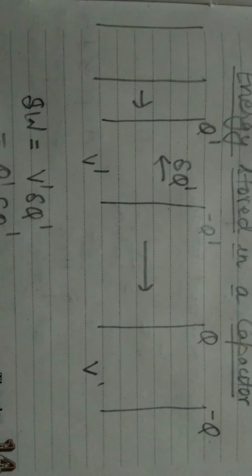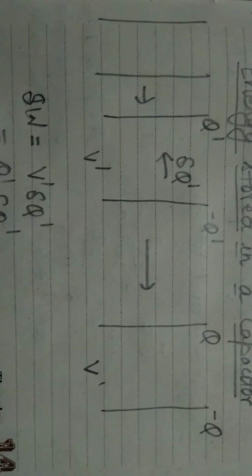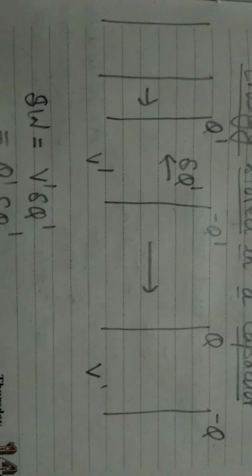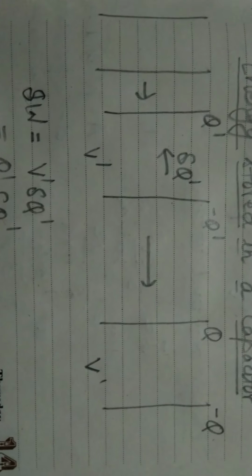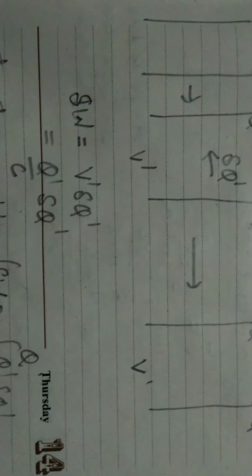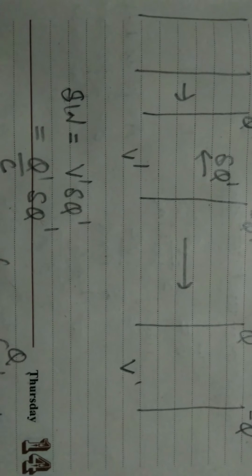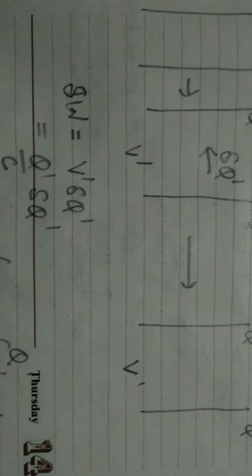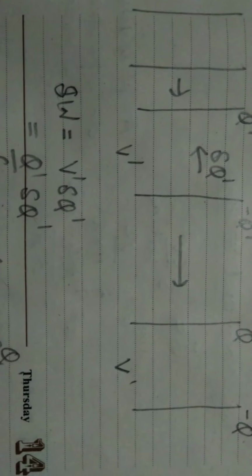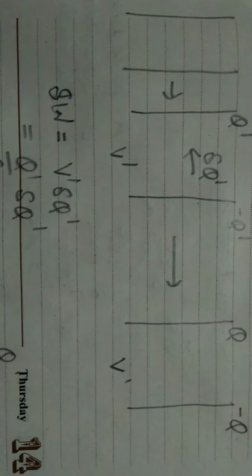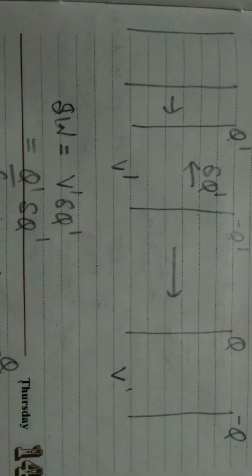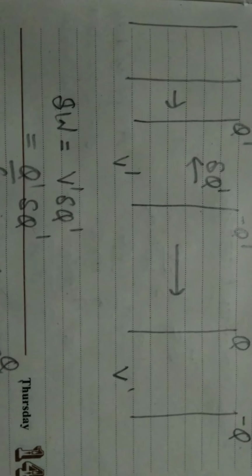work is being done. The work is being done because there is a potential difference between the two plates. So if charge delta Q dash is moving and V dash is the potential difference between the plates, then the work done is delta W equals V dash delta Q dash. Work is equal to potential difference multiplied by the charge that is transferred. So in this way, every time the charge is transferring from one plate to another, work is being done.